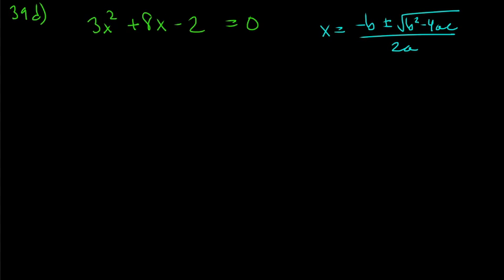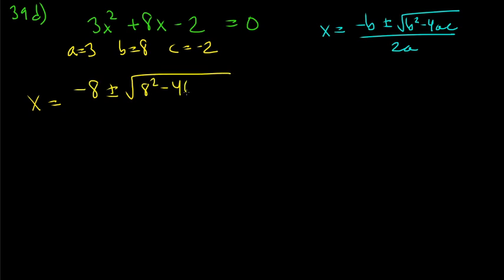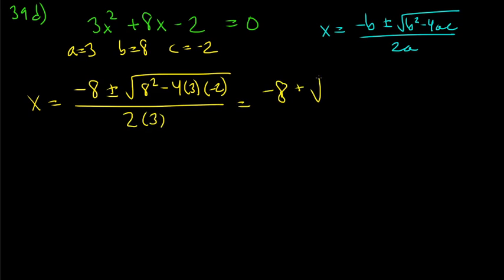Okay, and finally 39D. Again, we want to solve this by using the quadratic formula. And it's already in standard form. A is 3, B is 8, C is negative 2, and it equals 0. So plugging these numbers in, you just get negative 8 plus or minus the square root of 8 squared minus 4 times 3 times negative 2, all over 2 times 3. Again, just simplifying, sorry, it's supposed to be negative 8 plus or minus the square root of 64 plus 24 all over 6.